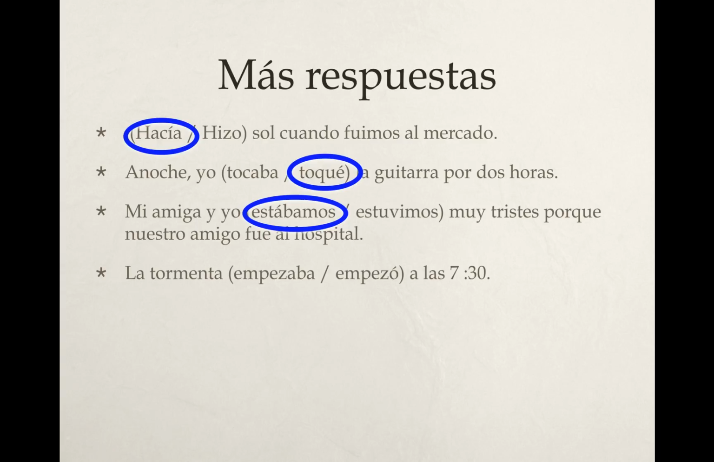Empezaba or empezó a las 7:30. This one, although it is weather, we're not saying the storm used to start at 7:30. We're saying it started, it's over and done. We have a finite period of time. It happened at exactly 7:30, so this one is going to be empezó, even though it's talking about weather.